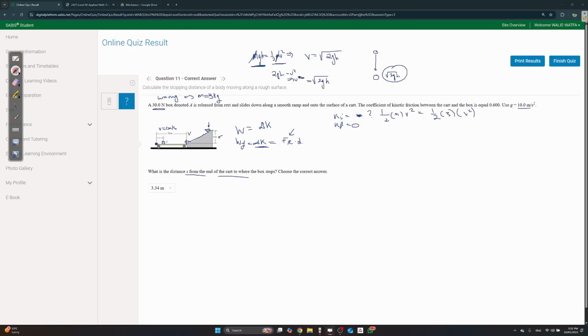Root 2gh. So how do we find the velocity now? We know that it moved by a height of 4 meters. We know that g is 10, so we just put this on our calculator. You're going to get 4 root 5 meters per second.